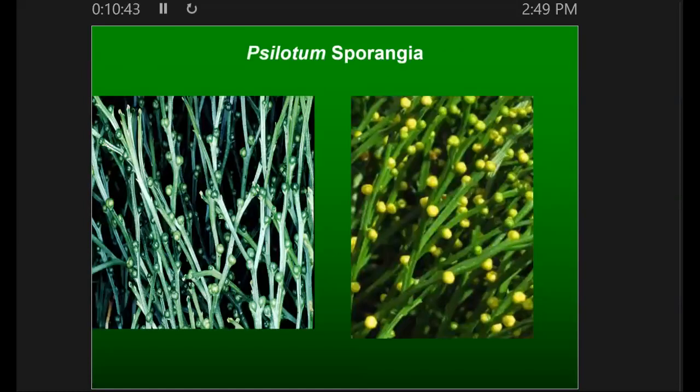Here's a close-up of the stem with the sporangia. On the left, you can see the sporangia clusters, like little pumpkins. And then when they ripen, they go yellowish orange like that. Then those will split open and eventually spill out all the spores.